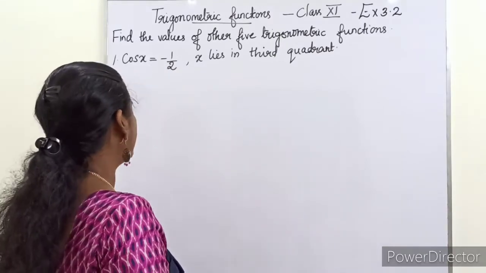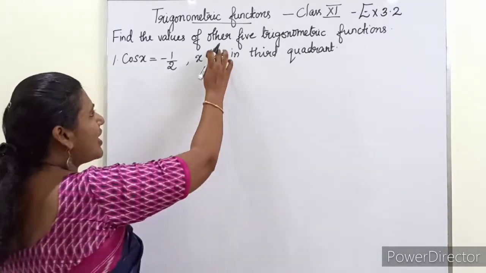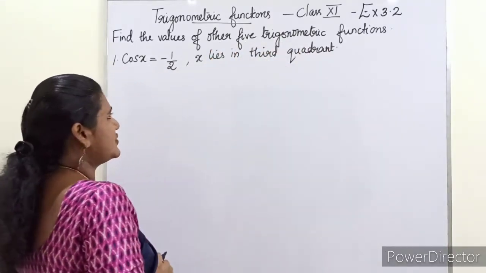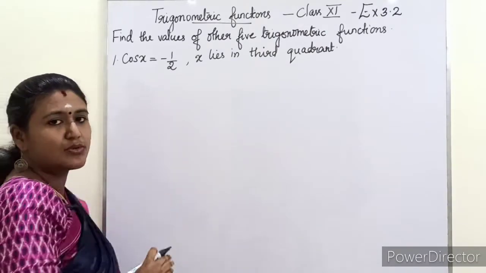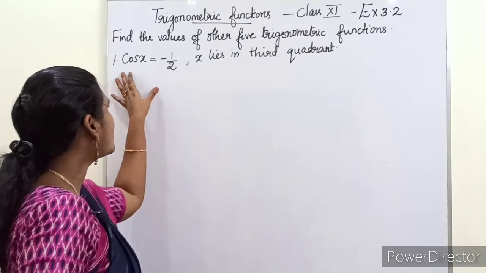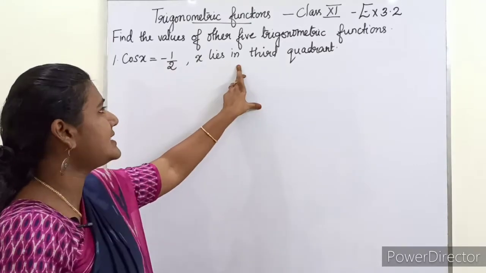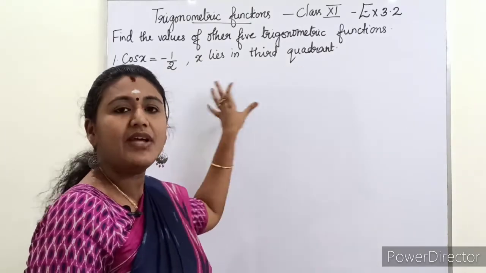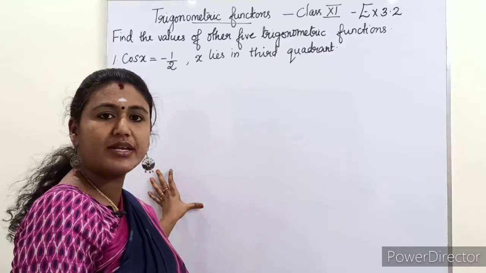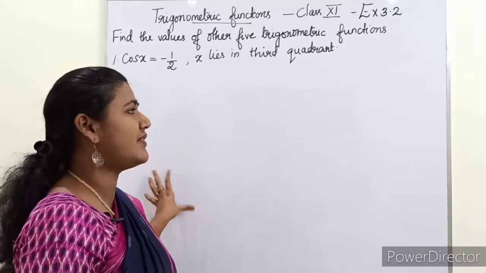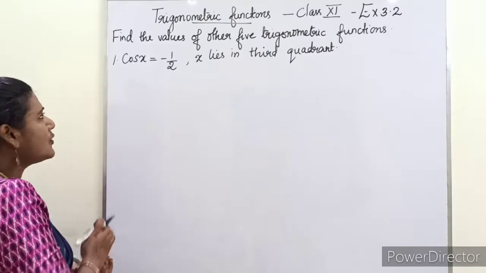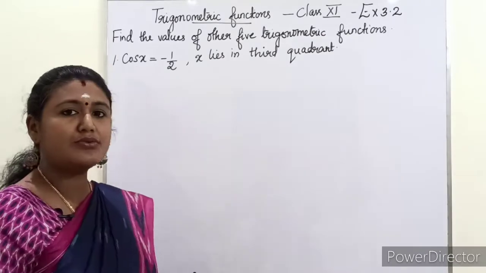So the first question: find the values of other 5 trigonometric functions. So here in this question we have been given one trigonometric function and it is given that the angle lies in the third quadrant. Then we have to find the values of the remaining 5 trigonometric functions. So how are we going to do this? First we will use identities.